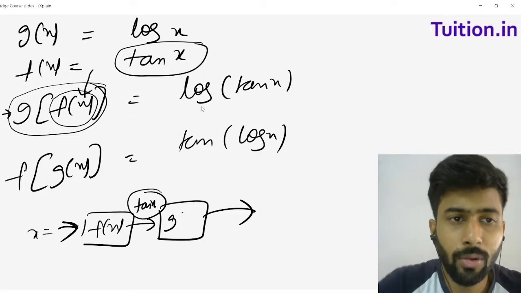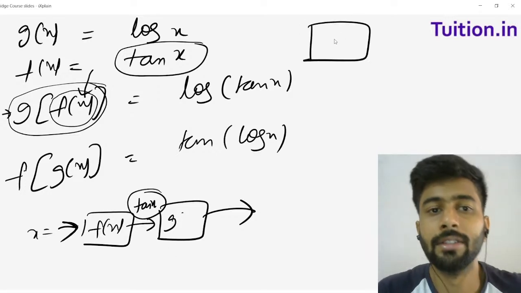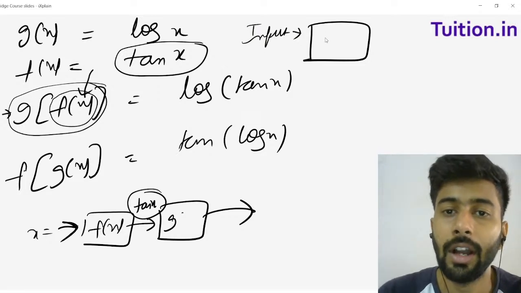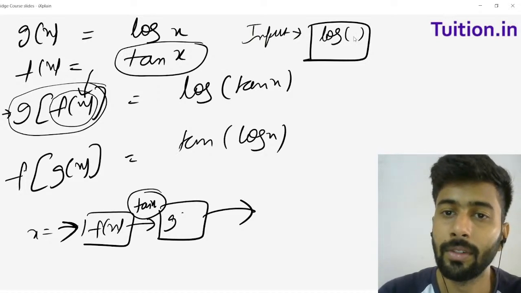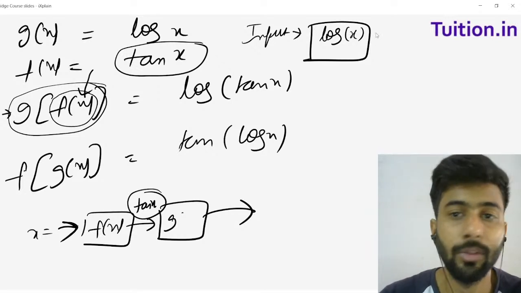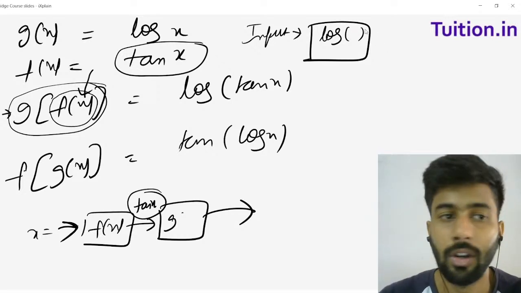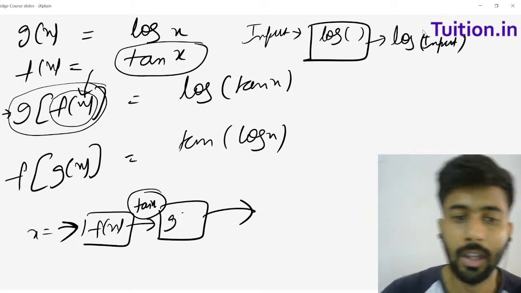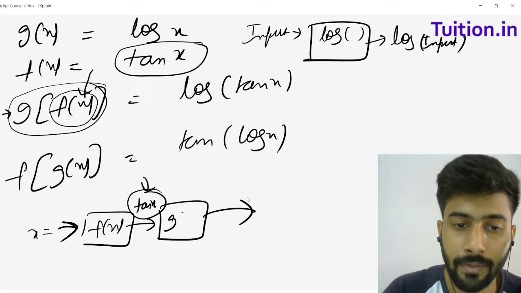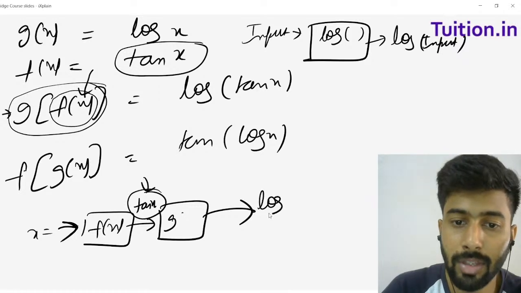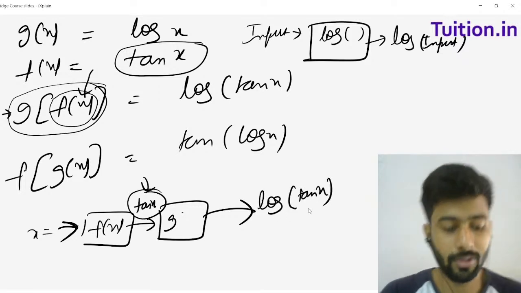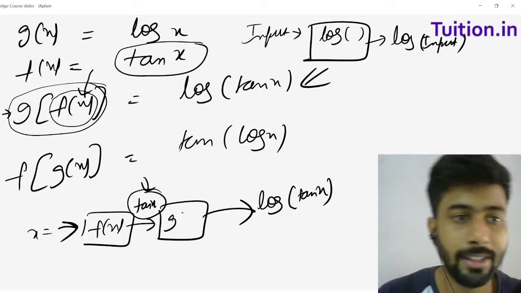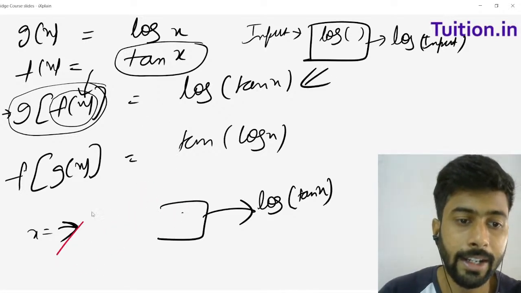then what will g do? G is a simple guy. G knows only one thing. Whatever input comes to me, I should do log of that input. When you say log x, you mean to say I should do log of that input. So log of the input will come out. If I'm giving tan x as input to g, then what will g do? G will give me the log of my input, and my input was tan x, so it will give me log of tan x as the output. So that's why g of f of x is this. Getting it?